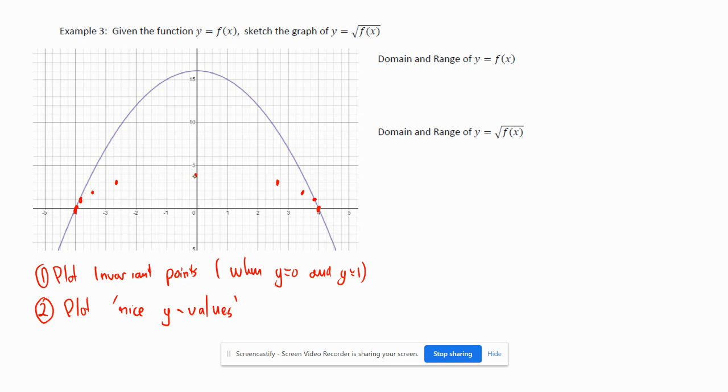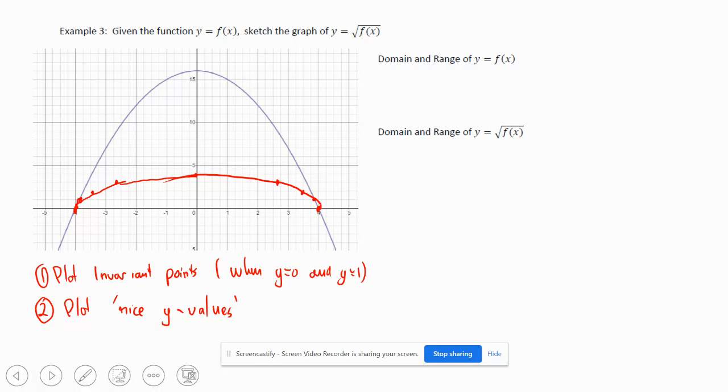So the graph I'm going to get, in between 0 and 1, my curve's going to come slightly above, pass through these points like this, go slightly above through these points like this, and my graph's going to look like that guy there. Okay.